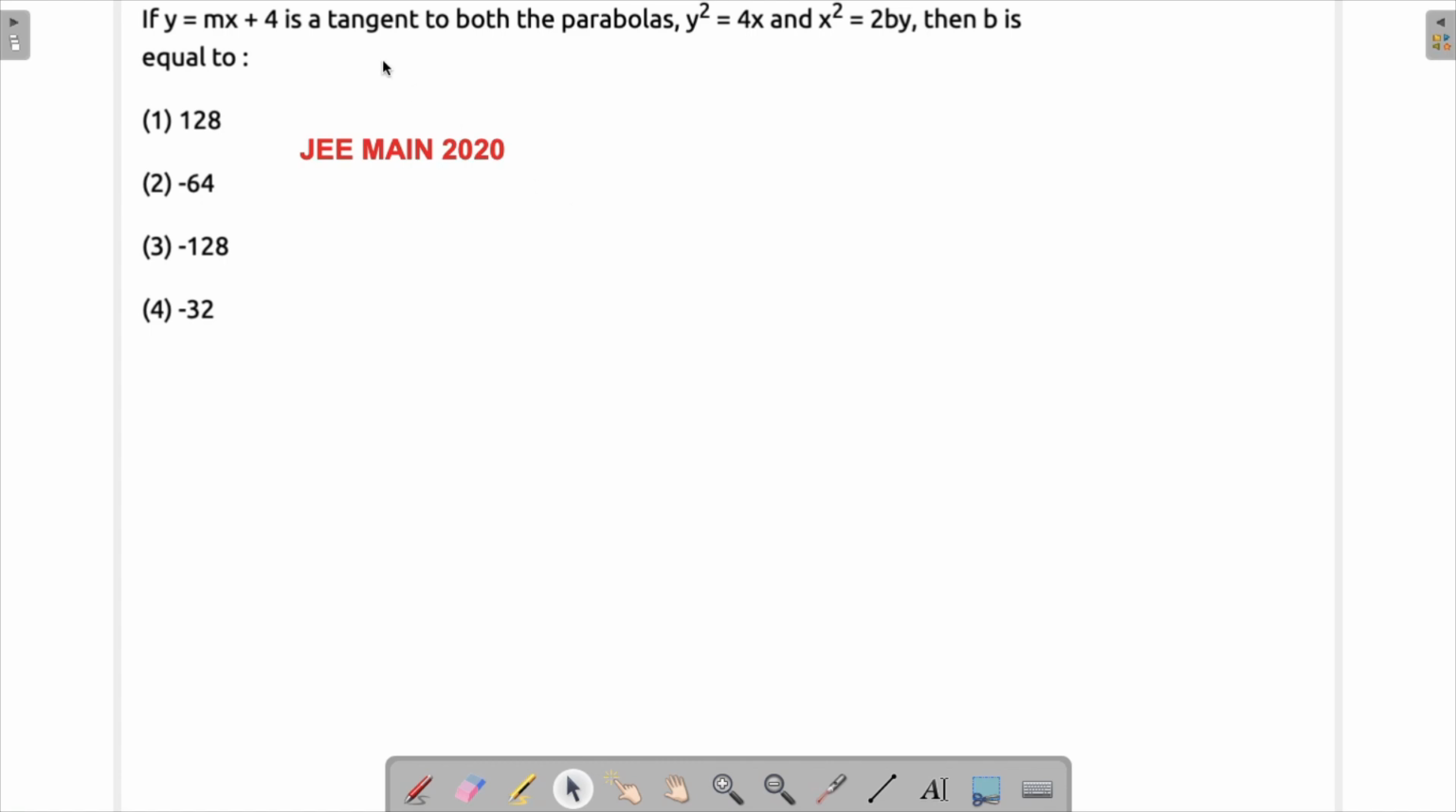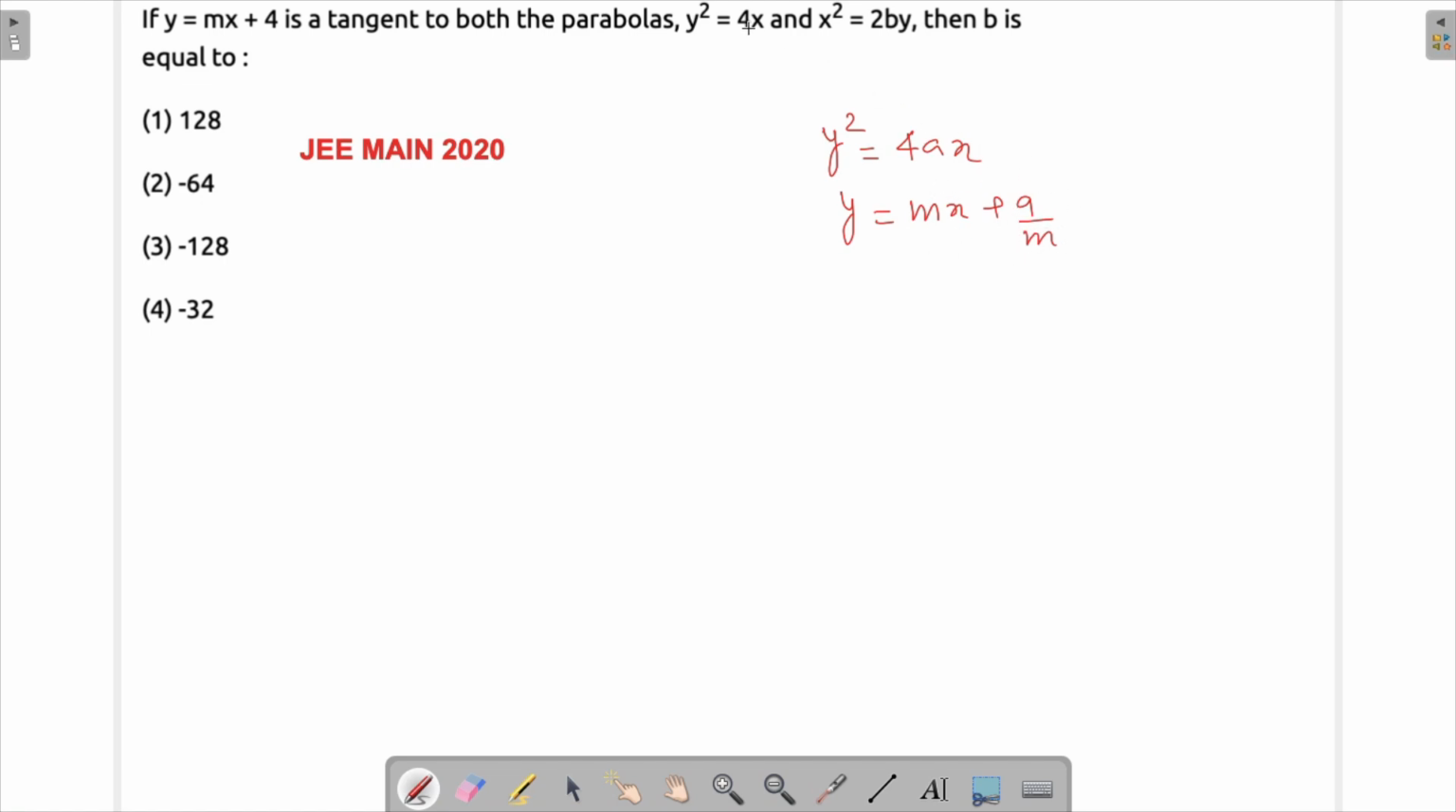One thing which is simply given here is that this is a line which is tangent to both the parabolas. We know that a line which is tangent to a parabola of the form y square equals to 4ax is y equals to mx plus a by m, right? So this is a slope form of tangent. This is a condition for tangency as well.